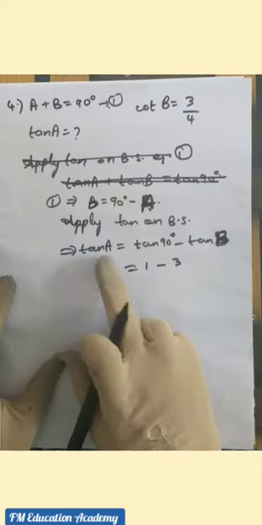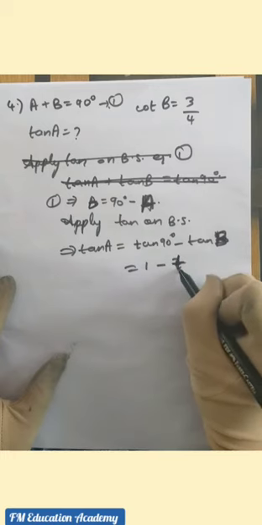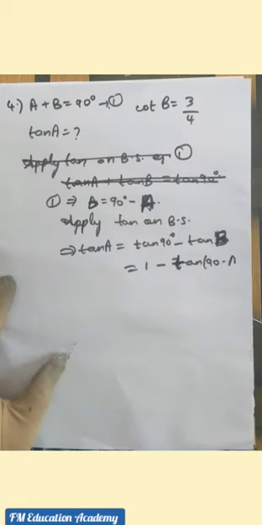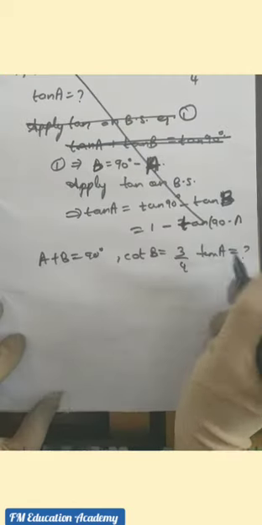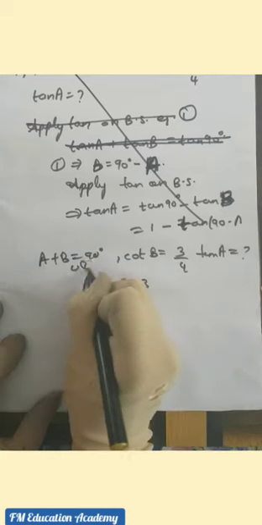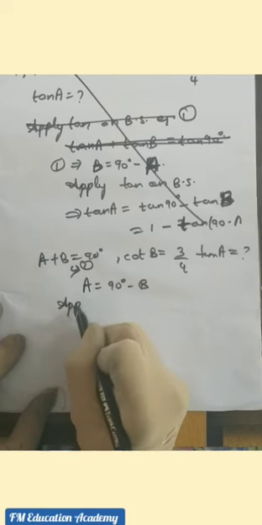a, right? So tan A I will write as it is. What is b? 90 minus a. So we can write b as 90 minus a. What is tan 90 minus theta? We can write a is equal to 90 minus b from the first equation, right? So now what I can do is apply tan on both sides of this equation.